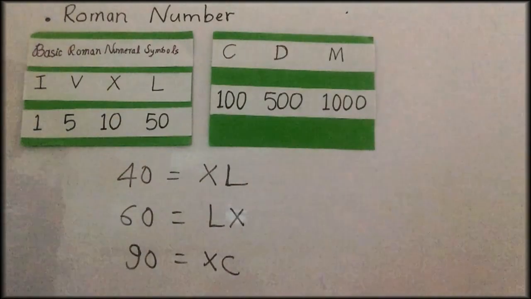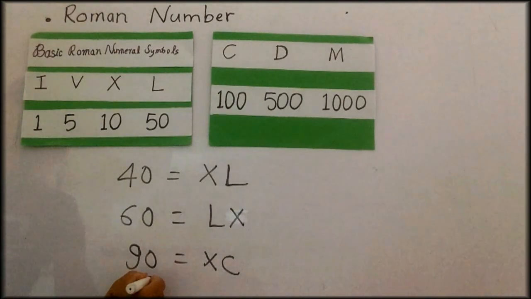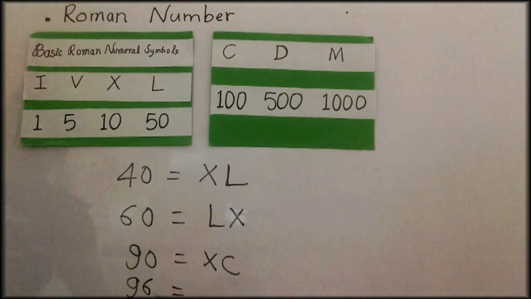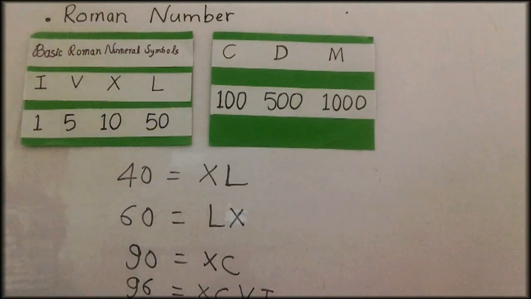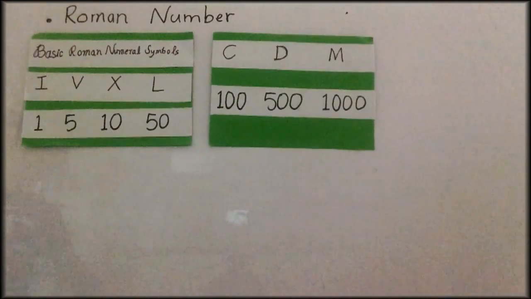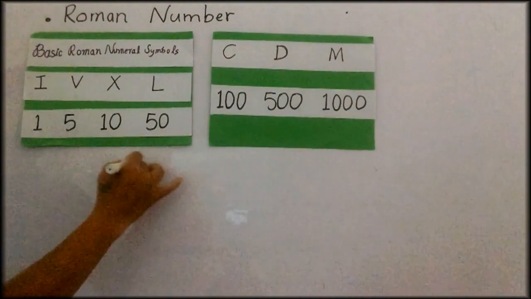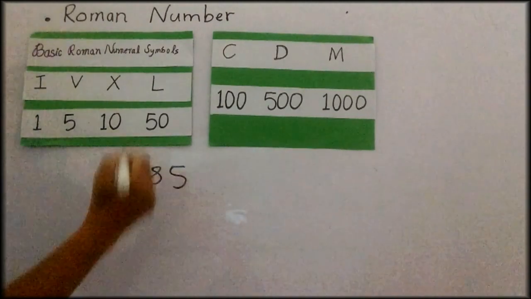One more example, 90. C represents 100, and 100 minus 10 means X here. 100 minus 10 is 90. So let's say 96. For that, 90 is XC, and 96 is XCVI. So in this way we can write 2-digit numbers also.